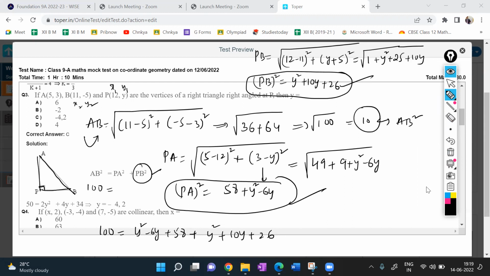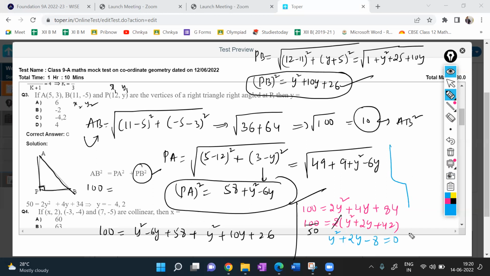So what do we have to do now? Let me use a different color. 100 is equal to y square plus y square, that is 2y square, plus 10y minus 6y, how much? Plus 4y. 58 plus 26 how much? 84. Am I correct? So can I take 2 common on both sides? Y square plus 2y plus 42. Can I cancel the 2 on both sides, 2 and 50? Yes, sir. Now look at this here. So y square plus 2y, 42 minus 50 how much? Minus 8. All right.